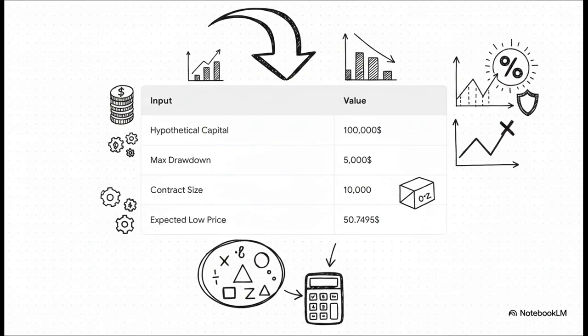We're anchoring the math to a hypothetical capital of $100,000. The expected maximum drawdown is capped at 5%, which translates to $5,000. The system operates on a contract size of 10,000 ounces. Applying those earlier parameters, the expected low price is mathematically calculated at $50.7495. This is purely formulaic, taking our given constants and displaying the resulting output.